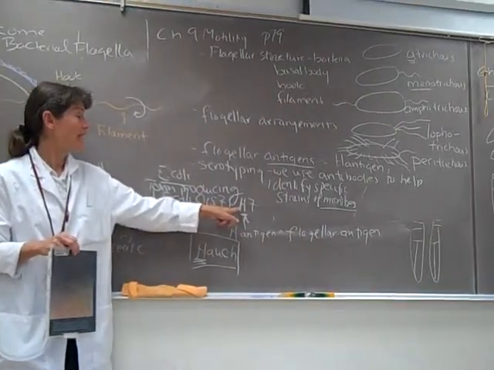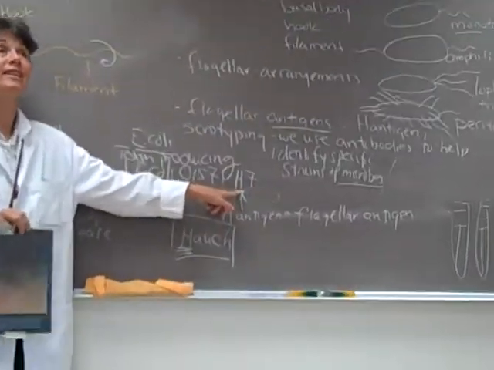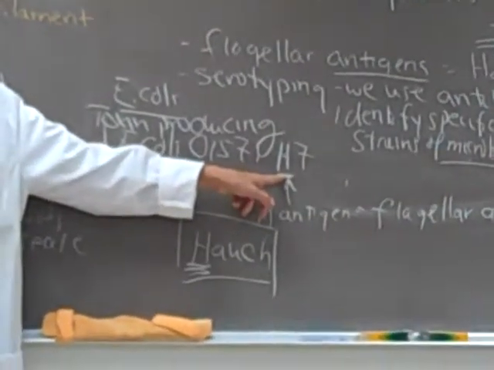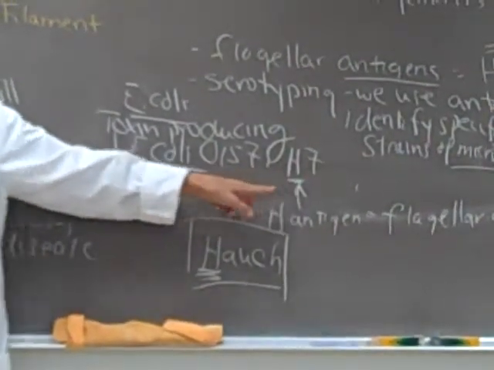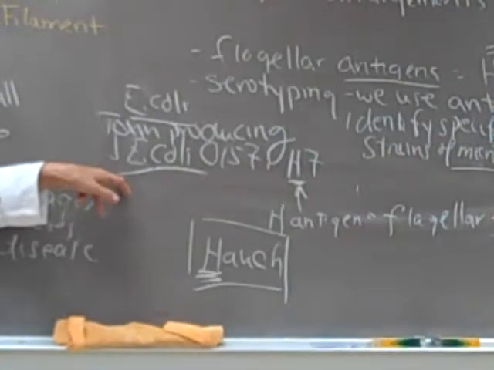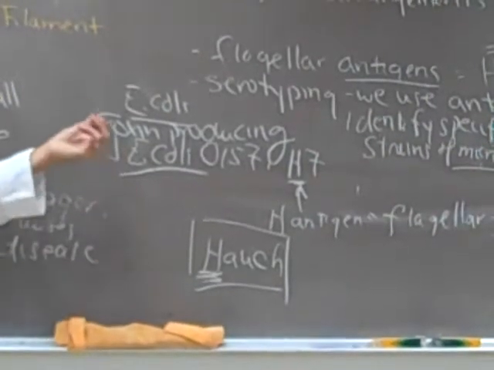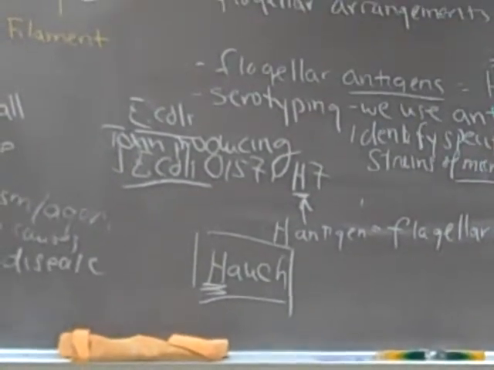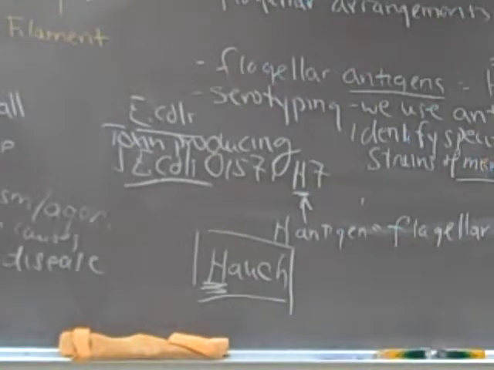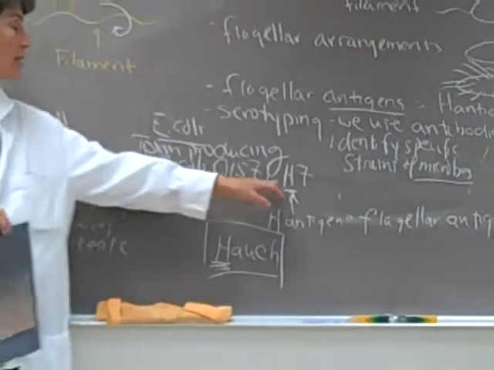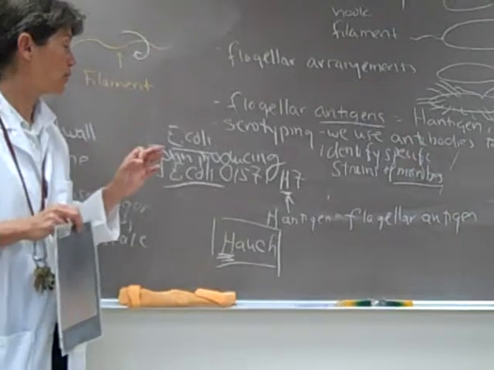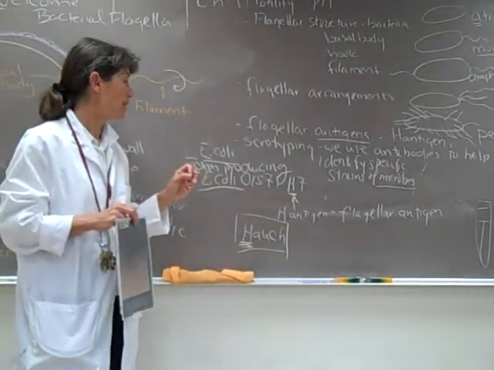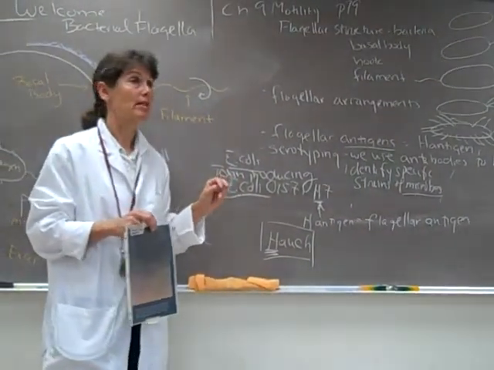We look here, it says H7. This tells us there's at least 7 different types of flagellar antigens, right? And this particular toxin-producing strain of E. coli makes the 7th type of flagellar antigen, the 7th type of flagellar protein. Okay, so that's how serotyping can be used to track these disease-causing strains of bacteria, especially E. coli.